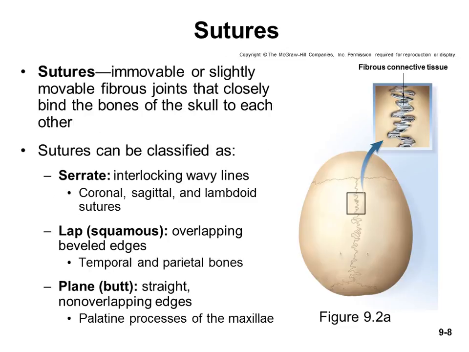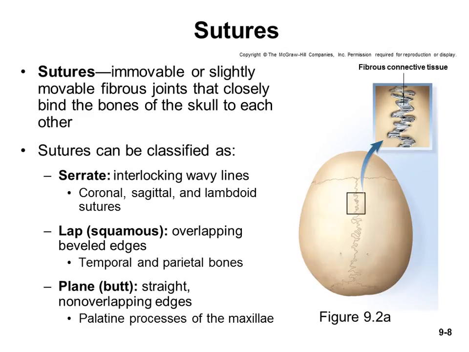You have your serrate, your lap, which is called your squamous suture, and the plane or the butt, which is just a straight line right here. They're showing you the first example, serrate. Interlocking wavy lines. Those were your 4 what? Sutures that we talked about with the skull: coronal, the sagittal, the lambdoid, and what? Your squamous suture.